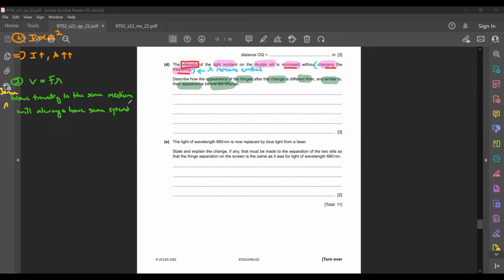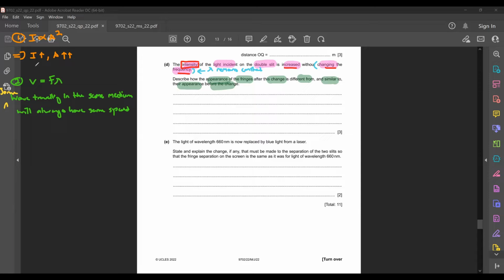If you're still moving in air all the time, the speed is the same. But let's just say the sound suddenly goes through water, it's a different medium now, the speed would change. Okay, or let's just say it tries to pass through glass, glass is also another medium, so the speed again would change. That's what I mean by same wave traveling in the same medium will always have the same speed. Your speed will only change when you change medium.